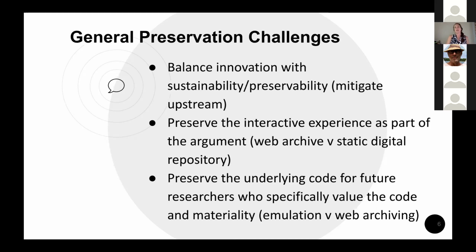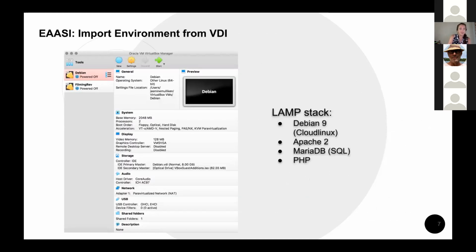So that's where emulation in some ways offers some advantages over web archiving, in the sense that we can capture all of those moving parts and all of the dependencies while we're also presenting the content in a high fidelity representation. So that's kind of what we're trying to preserve, what we're trying to do. And the EaaSI environment is providing one possible solution.